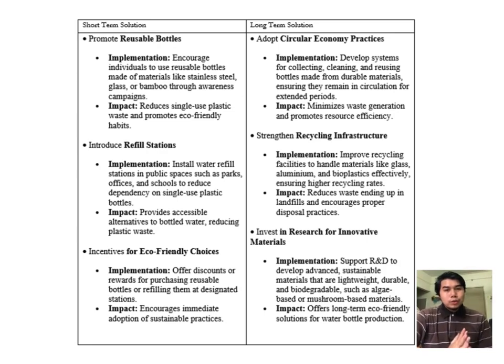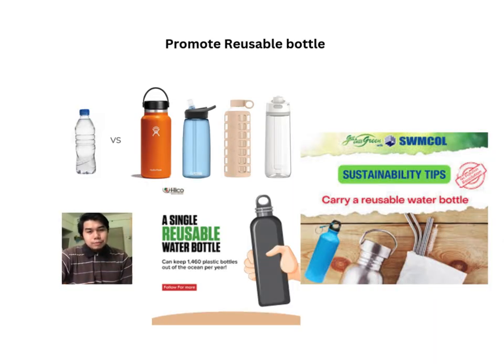The proposed solutions are divided into two: short-term solutions and long-term solutions. Let's talk about the short-term solutions first. There are three short-term solutions given in the table. One is promoting reusable bottles. The impact of promoting reusable bottles in the short term is reducing plastic bottle waste.